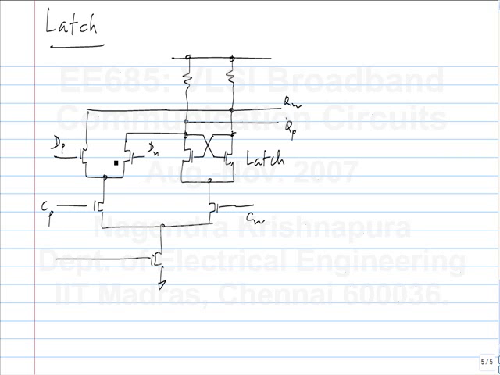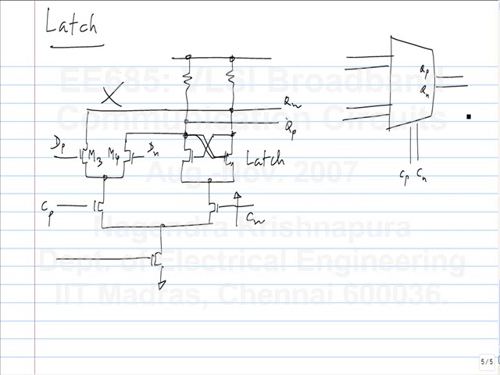So when CP is high, it's transparent. It's like a differential pair. M3 and M4 act like a differential pair, and QP and QN will be equal to DP and DN. And when CP is lower than CN, that is when this side is higher, it goes into positive feedback. So this differential pair is deactivated and whatever state was there will be held because of the positive feedback loop. Is this clear? You have the control input, one of the inputs in feedback from the output, and the other one is the data input.